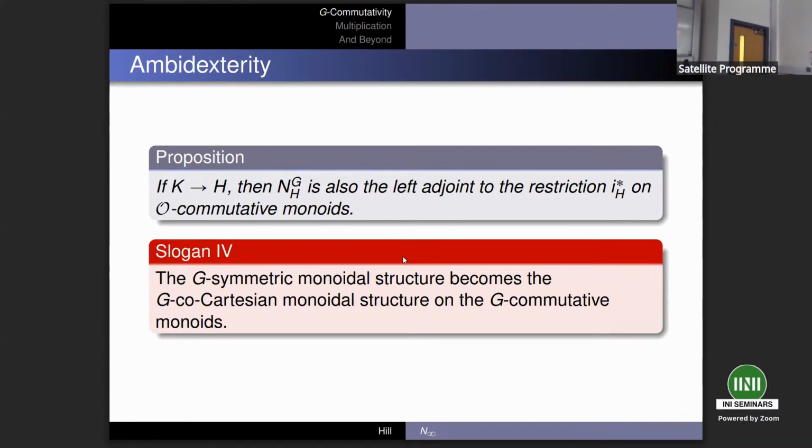The left adjoint, the twisted coproduct indexed by G mod H, is left adjoint to the restriction. And in this context, if I'm looking at a G symmetric monoidal category and the G commutative monoids in it, then the original G symmetric structure that I had is automatically G co-Cartesian on the commutative monoids. I call this ambidexterity because if my G symmetric category was coefficient systems, the G commutative monoids are Mackey functors.